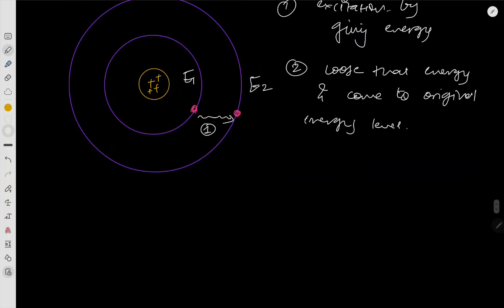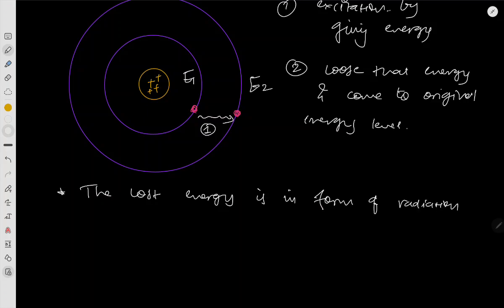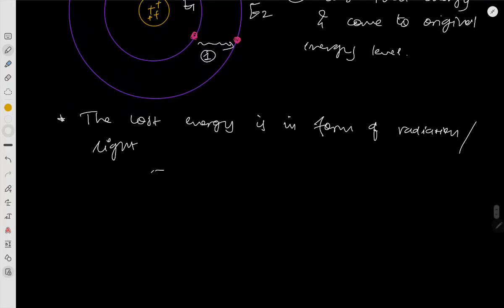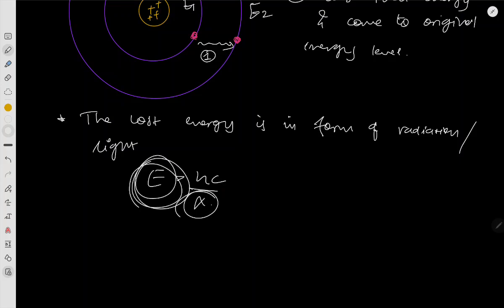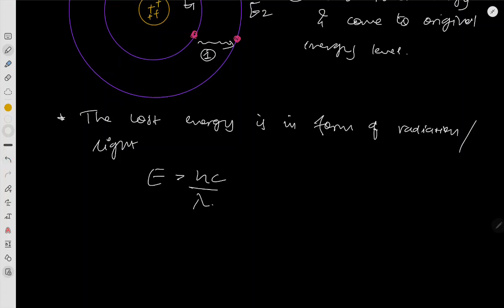And when it does lose its energy, then it gives the energy in the form of radiation. And that radiation is nothing but light. But now we have a formula for E, that is E = hc/λ. So this energy depends on the λ, that is the wavelength. So this is the energy.